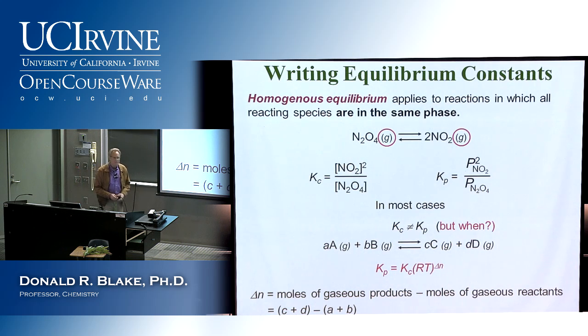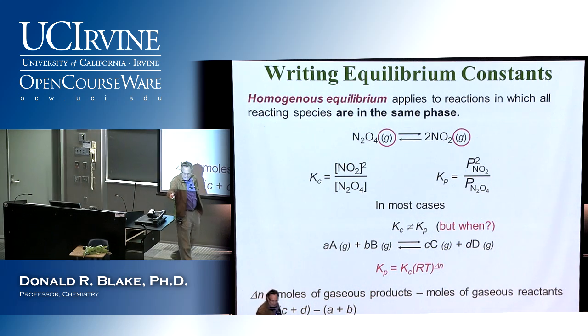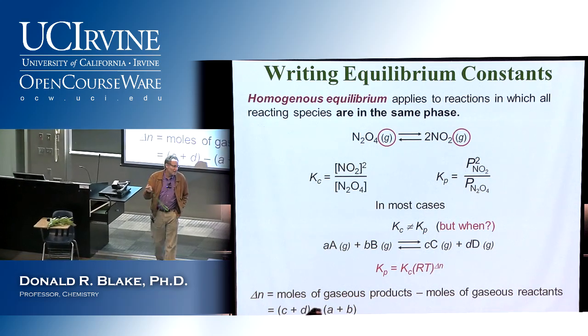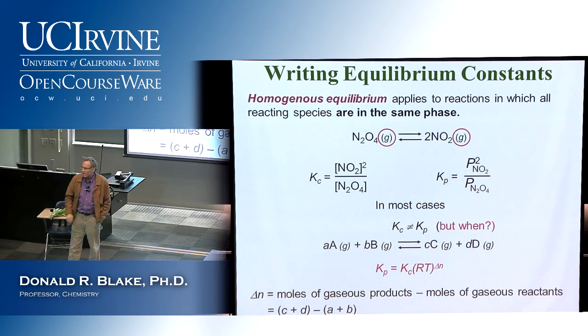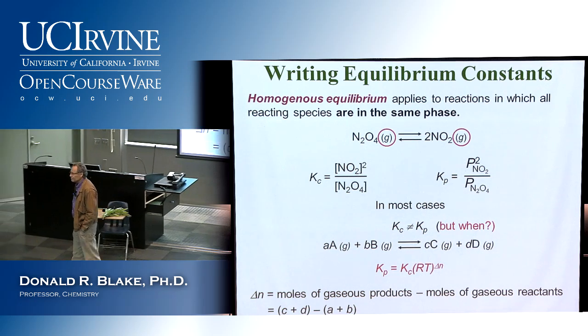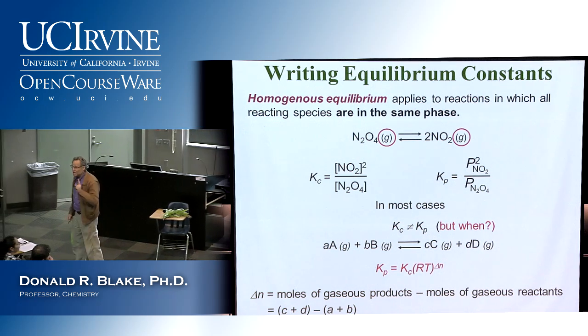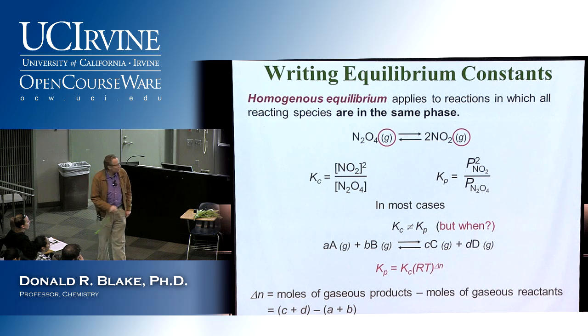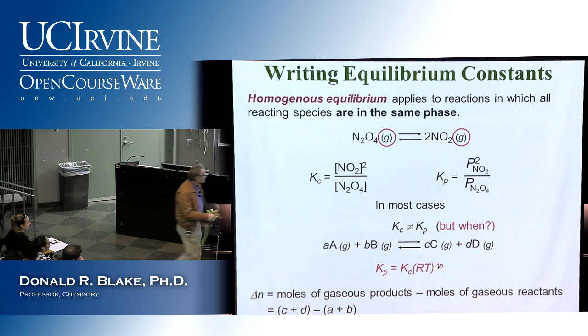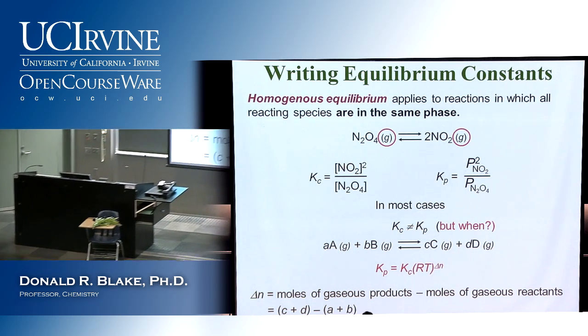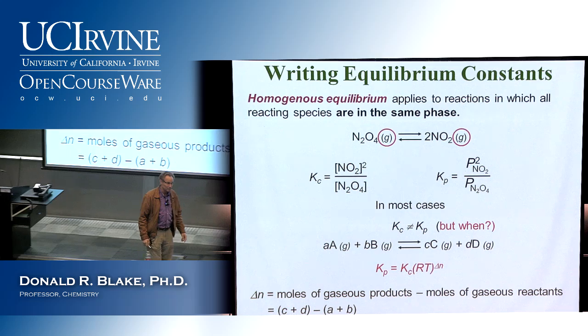Okay, question. It says K sub C is not equal to K sub P. Okay? In certain cases it is, though. How can K sub P equal K sub C here? If delta N is equal to 0. Because if something is to the 0 power, this whole thing becomes 1. That is a wonderful multiple choice question.